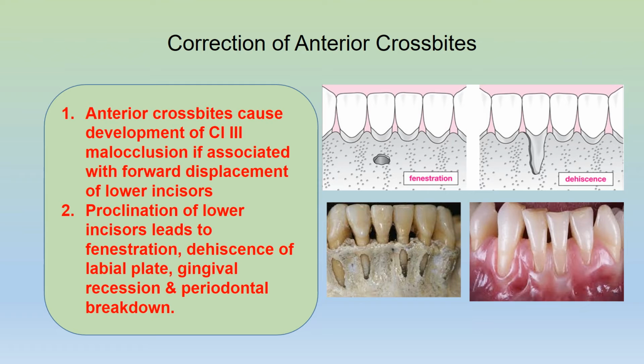Now, anterior crossbites. Anterior crossbites cause development of class 3 malocclusion if associated with forward displacement of lower incisors. Now, the proclination of the lower incisors seen in these anterior crossbites leads to periodontal damage such as fenestration and dehiscence of the labial plate, gingival recession, and eventually periodontal breakdown.